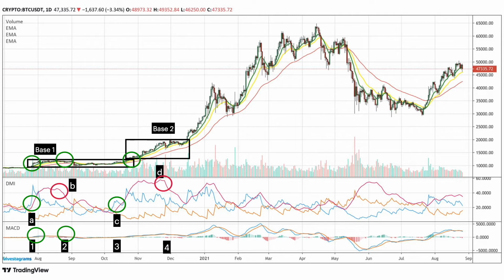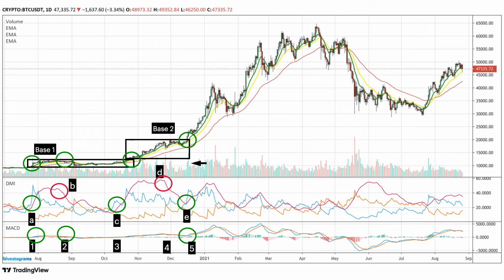Now in E, the 10 EMA is greater than the 20 and the 50, and then there was a base 2 breakout. Again, the positive DI is above the negative DI and the ADX is also increasing and is above 20. The MACD is also positive and it has a bullish crossover in 5. There's a volume breakout, therefore we buy and go long.